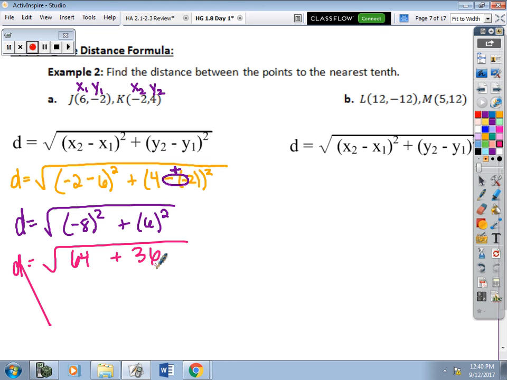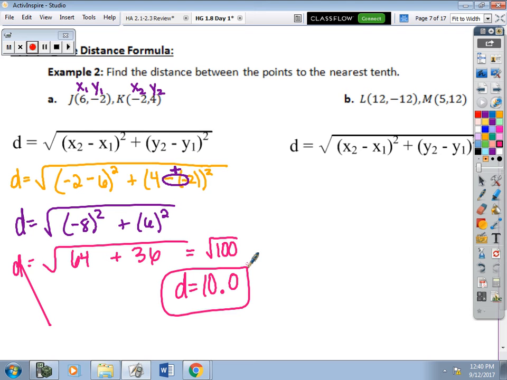So I get 64 plus 36, which gets me 100. And we don't even need a calculator. The square root of 100 is 10. Now it did say round to the nearest 10, so technically, but I wouldn't take off points if you just put 10. Okay, usually the directions will say when necessary, round to the nearest 10, which will mean if you get a decimal, then round. But if you just have 10, that's fine.